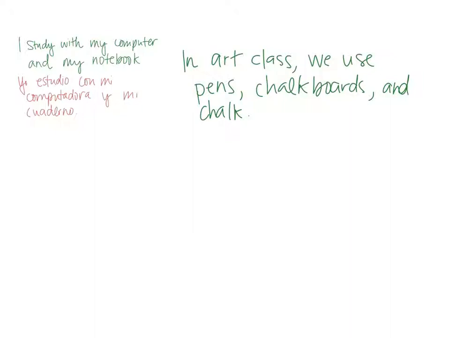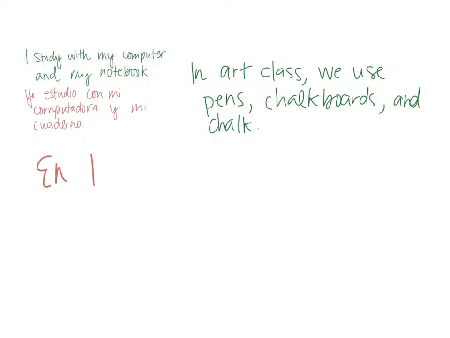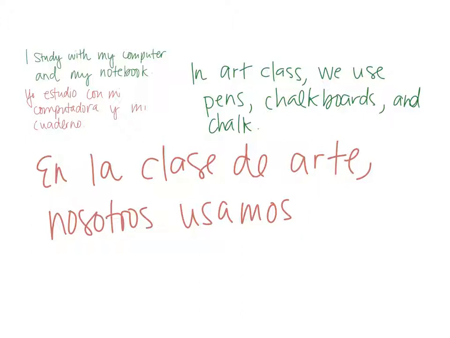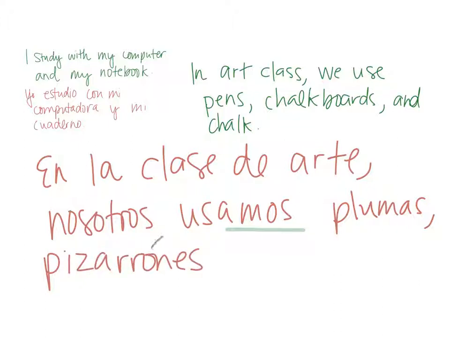All right, so in Spanish, that would be en la clase de arte, because of my possession. It's going to be clase de arte, not arte clase. Nosotros usamos. You have this AMOS ending because it's a we conjugation, a nosotros conjugation. Nosotros usamos plumas. And these are all plural because we made them plural. Pizarrones. Y tiza. This one is singular because I left it singular in English. So again, in Spanish, that would be en la clase de arte, nosotros usamos plumas, pizarrones y tiza.